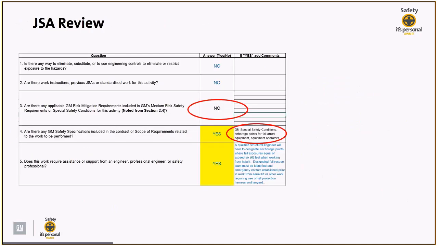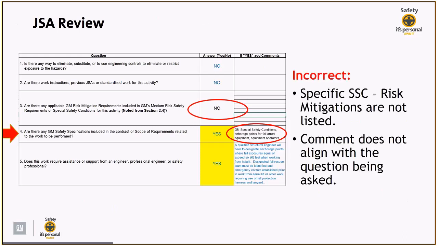Looking at this form here, we found a couple of errors in number 3 and number 4. So what did we find? Risk mitigations are not listed, and we also found that the comments don't align with the question. In this example, there were risk mitigations that applied, but the contractor or the seller said they did not apply.